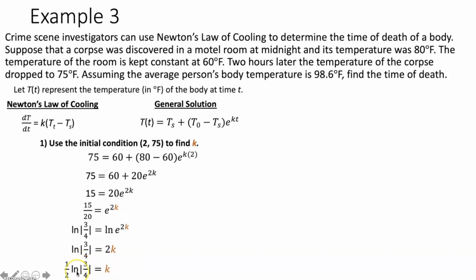But if you want to plug this in your calculator, you can get that k is approximately equal to negative 0.14384. Again, k is negative, indicating exponential decay, and that makes sense because the temperature of the body is cooling. It's decreasing over time. Now, we are not done.